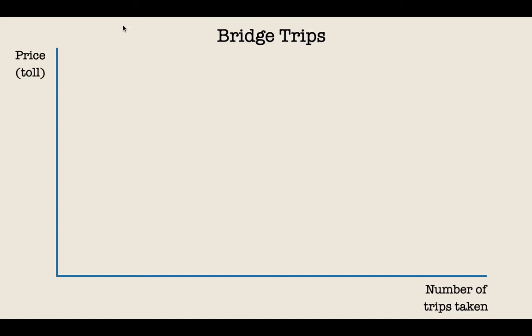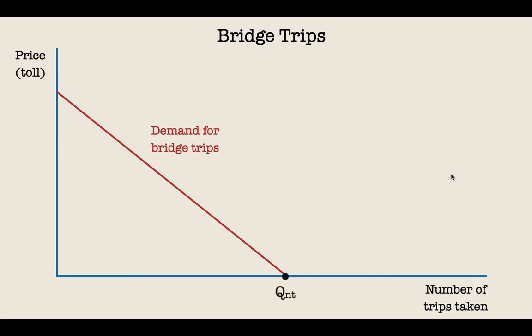So if we want to take a look at the demand, we have to take a look at the price of the bridge trip, which is the toll you get charged for using the bridge, and the relationship between that and the number of trips taken. And with every demand curve we looked at, it was downward sloping. There was an inverse relationship between price and quantity. The same is going to hold here. The higher the price, the fewer the number of trips taken. The lower the price, the higher the number of trips taken.